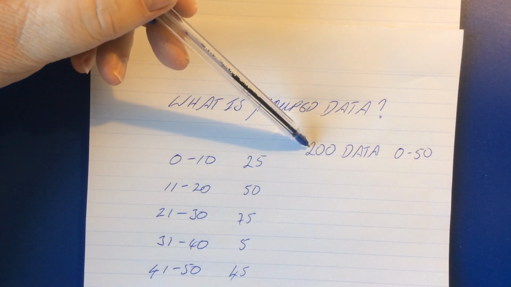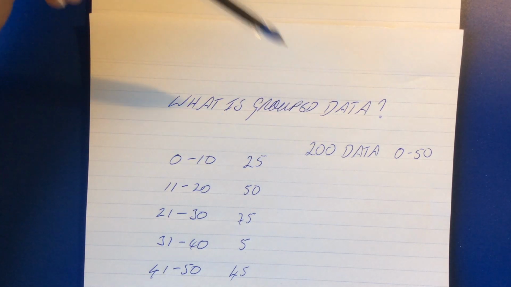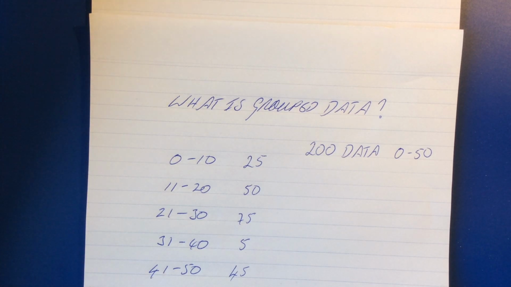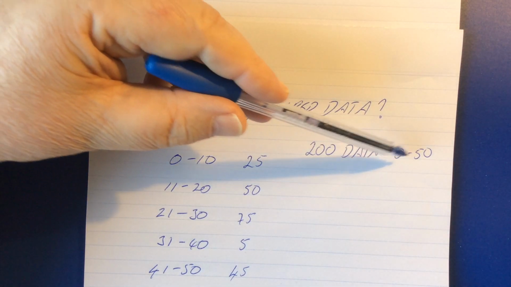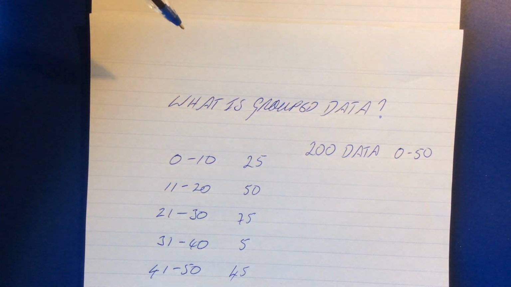I want you to imagine that you have a page of numbers, 200 of them. They're all whole numbers, 1, 2, 3, 4, 5, that sort of thing. They range from 0 to 50. They are not in order. They're all jumbled up, and there is no guarantee that you can see that every number between 0 and 50 is represented. There are repetitions, there may be gaps.